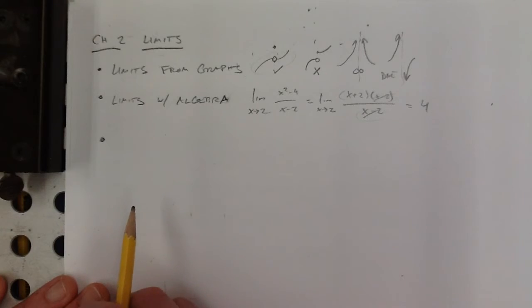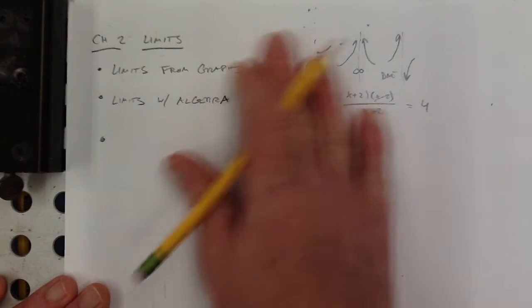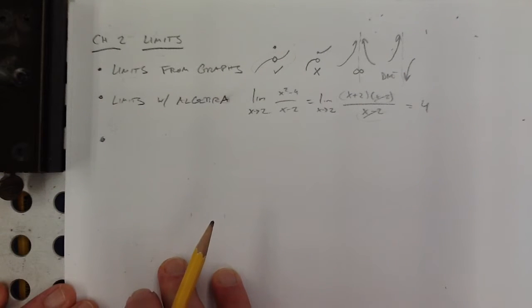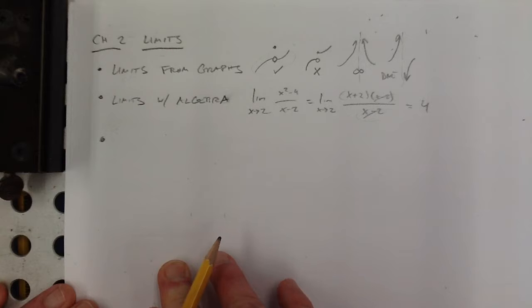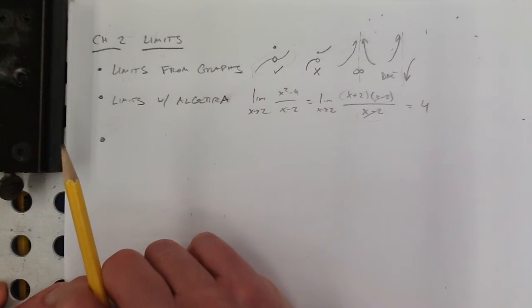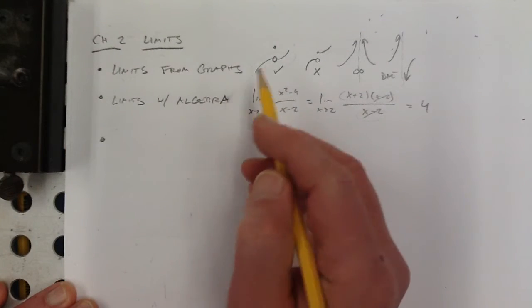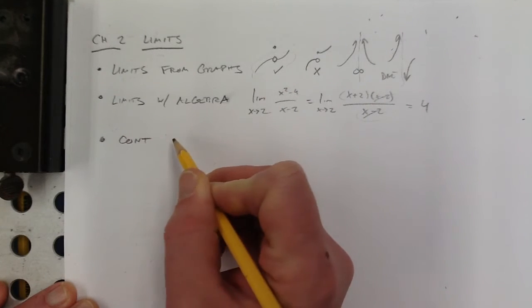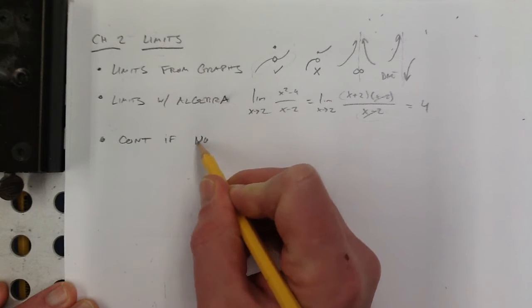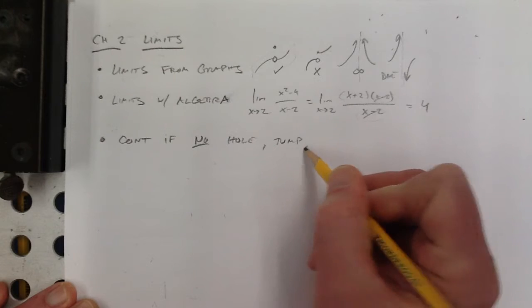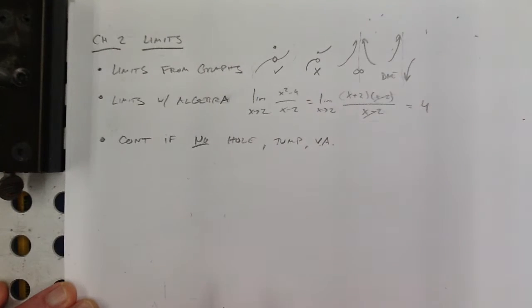We did limits at infinity. What's happening as x approaches infinity? You can check back in 2.3, look at your Chapter 2 test for some examples of that. Section 2.5 was about continuity. What does that have to do with limits? Well, it turns out that we define whether a function is continuous or not using limits. So a function is continuous if there's no hole, jump, or vertical asymptote.